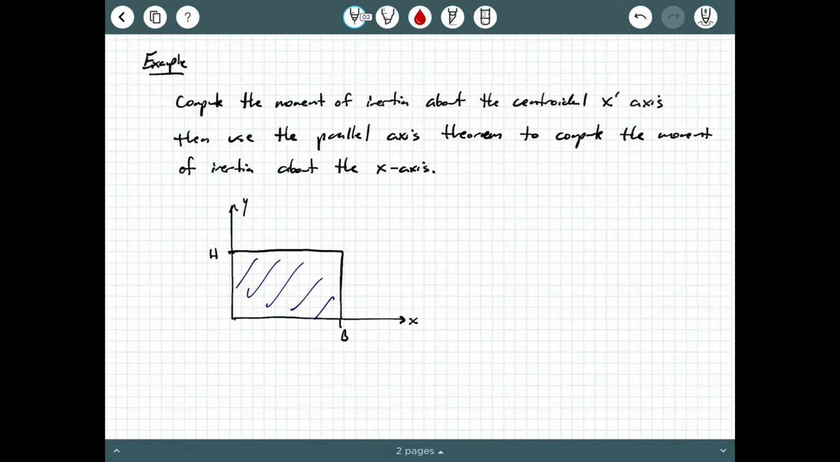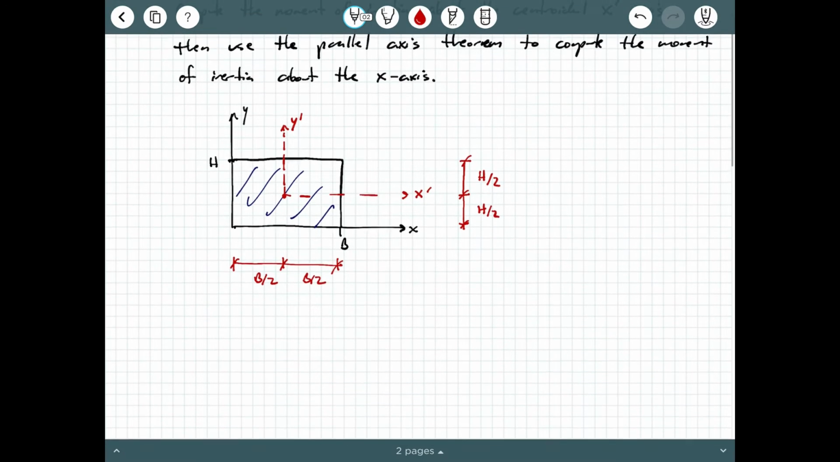I know this is a rectangle, so I'm going to establish my centroidal x prime and y prime axes here, right in the middle. And we know for a rectangle where the centroid is, it's half of each dimension. So this will be h over 2, of course, and then the base dimension will be at b over 2. All right, so that's how we're going to establish things to begin with.